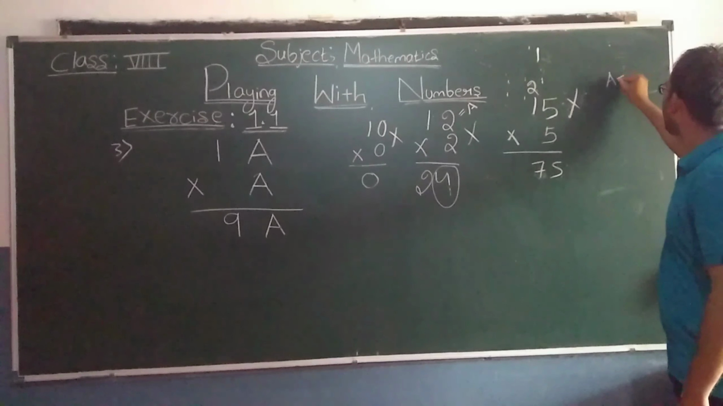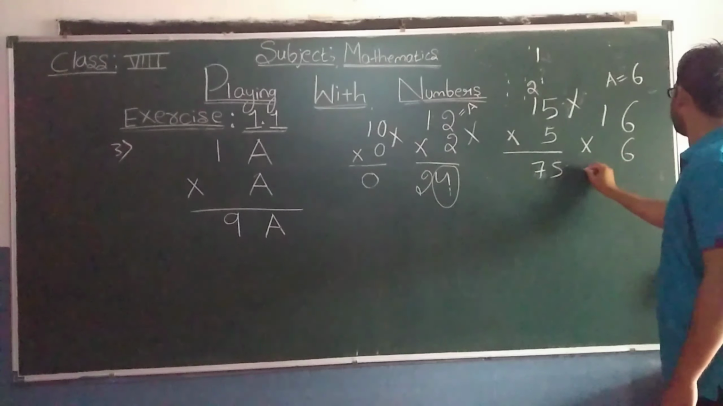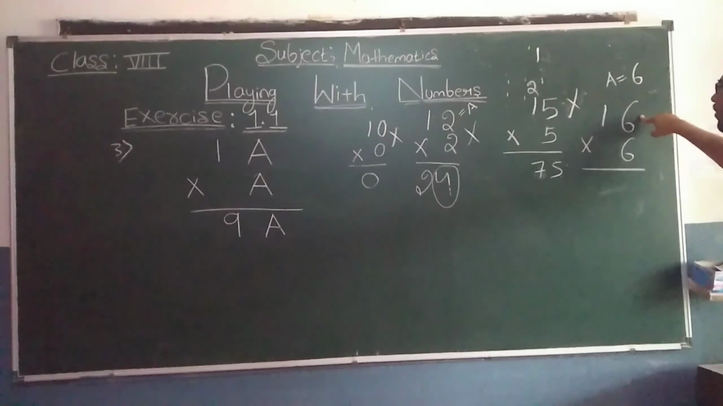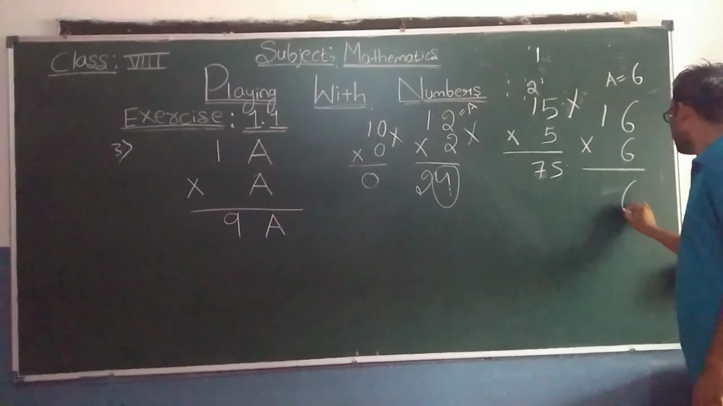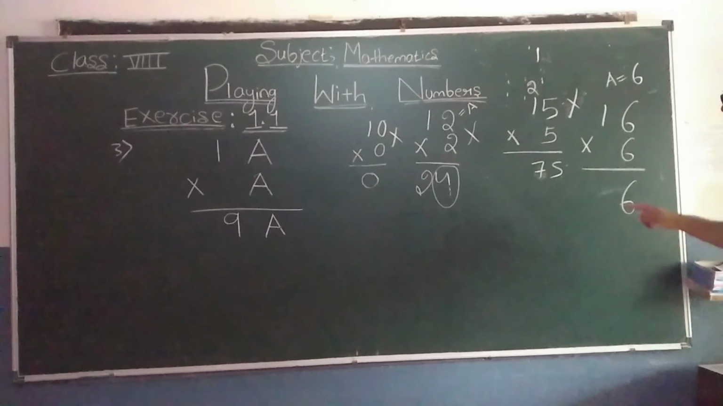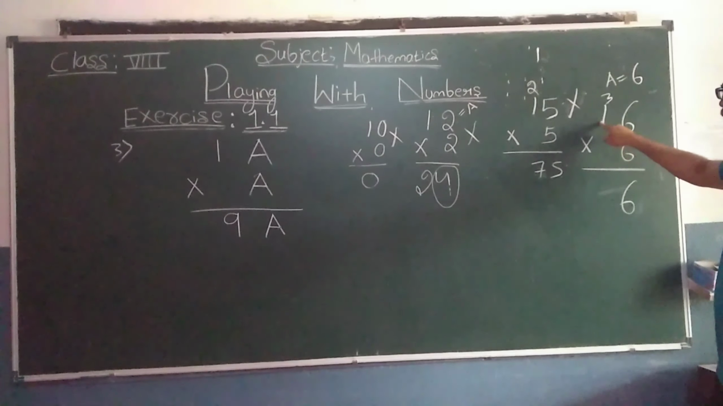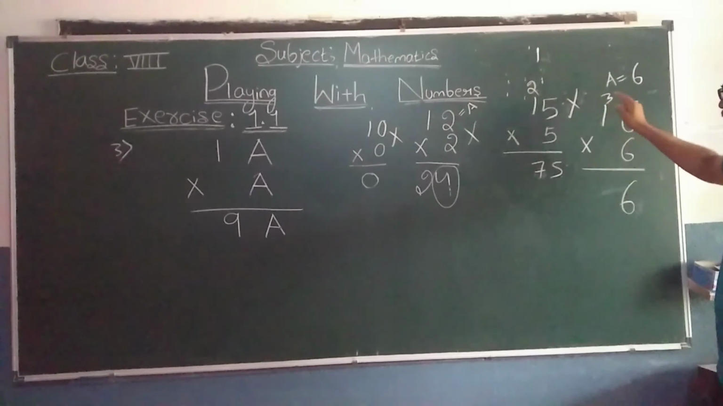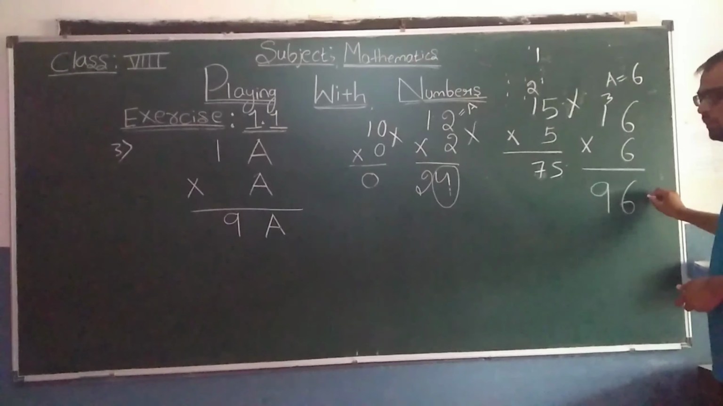So let us assume the value of a as 6. So it will become 16. 6 sixes are 36, so 6 at the ones place, 3 remains. See here, we have taken a as 6 and when we multiply 6 into 6, we have got 6 at the ones place. Now 6 ones are 6, plus 3 is what? 9. So see here, this satisfies.